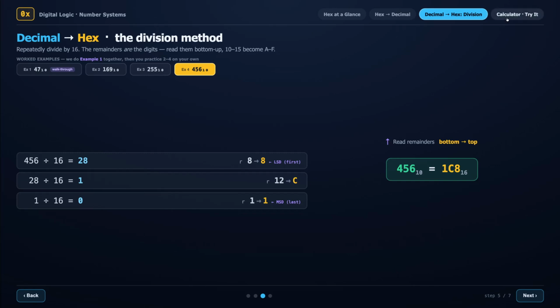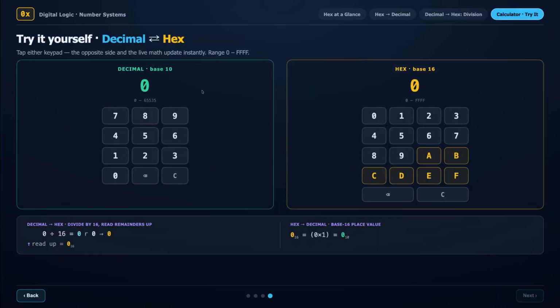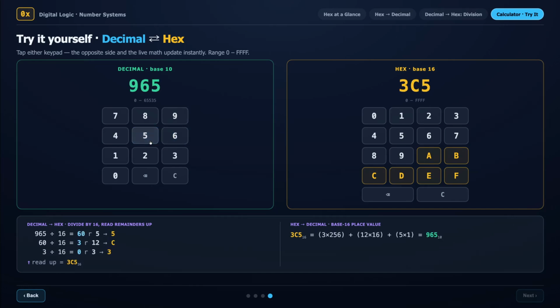And so what you can do here with this calculator is try conversions yourself. Dial up any decimal number, and this will tell you the sequence of divisions that happen along with the remainder. So you can practice that, and you read up and get the conversion to 3C5. And then the other direction is true as well. You can expand this back out to check your work. That's useful for exams. Do the conversion from decimal to hex, and then check your work by going hex back to decimal. Both directions work for that.